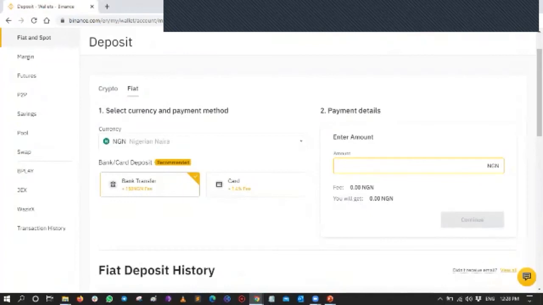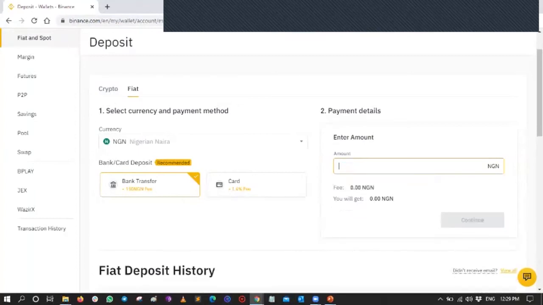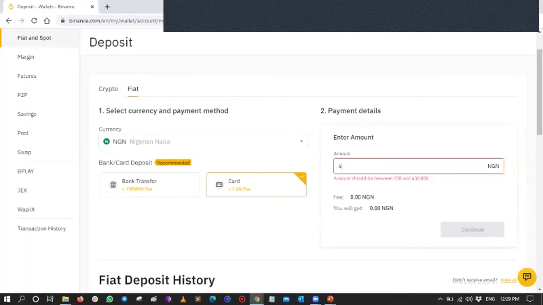So if it's bank, let's say I want to deposit 20,000. If it's bank, you can deposit up to 4 million. Based on my profile, I can deposit up to 4 million. Some can deposit more than that based on their verification. But I've done the first and the second stage of my verification. I can deposit between 150 and 4 million. And if you are using card, I think that's up to 430,000. So let me just deposit, let's say, 5,000 naira now.